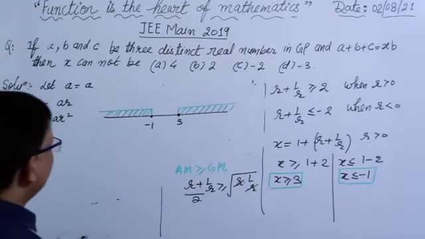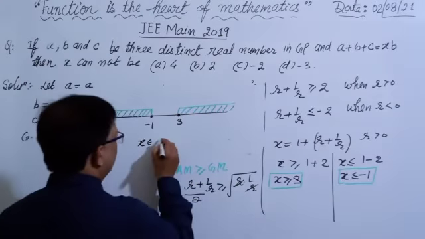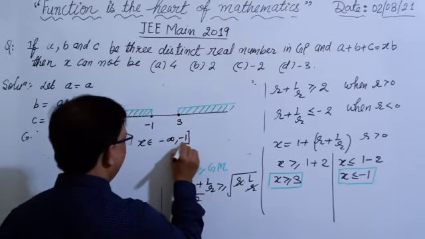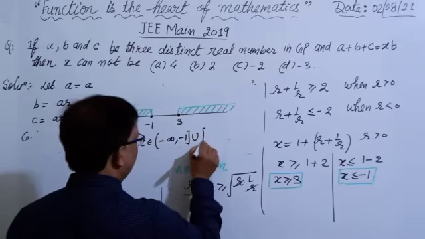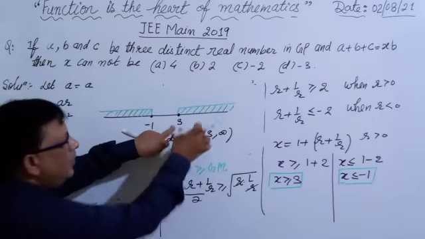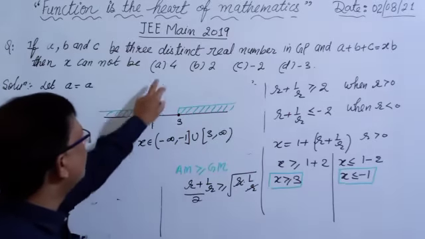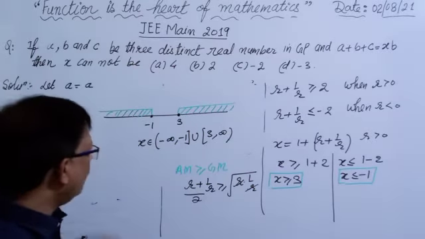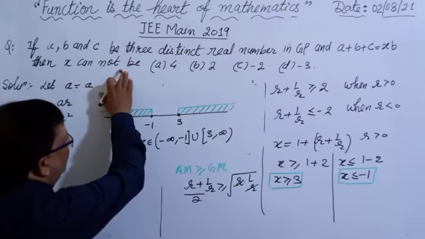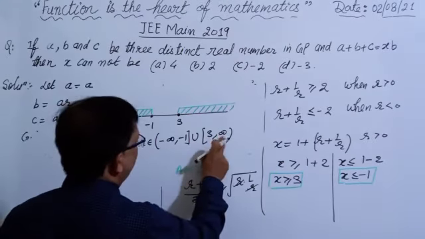This is your answer region for the x. x belonging to minus infinity to minus 1 union 3 to infinity. After 3, all values lie in x, and below minus 1, all values lie in this x. So here we see that the question is x cannot be 3 to infinity, all the values.